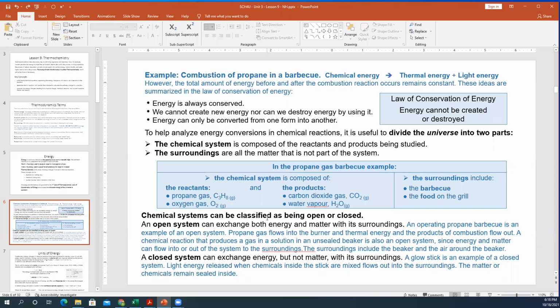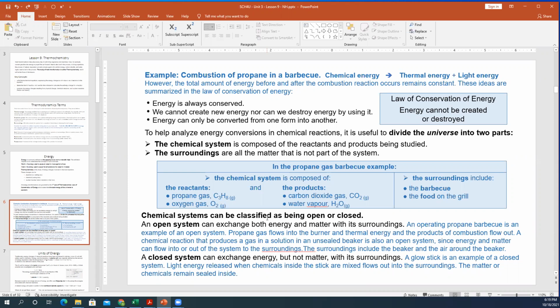A chemical reaction that produces a gas in a solution in an unsealed beaker, another example, is also an open system, because energy and matter can flow into or out of that system to the surroundings. And the surroundings for the beaker that's holding a chemical reaction would be the beaker and the air around the beaker, for example. So our propane barbecue gas example is an example of an open system, because both energy and matter can flow out and conversely flow in.